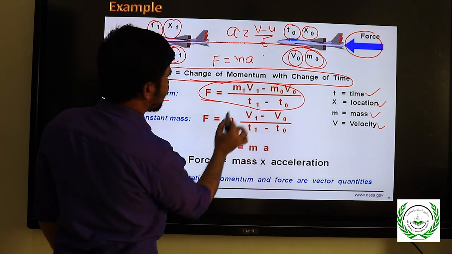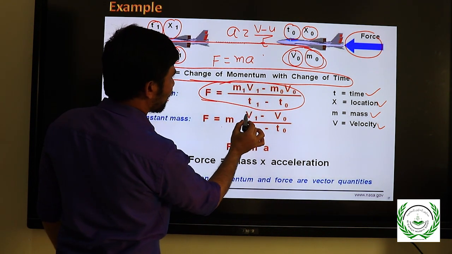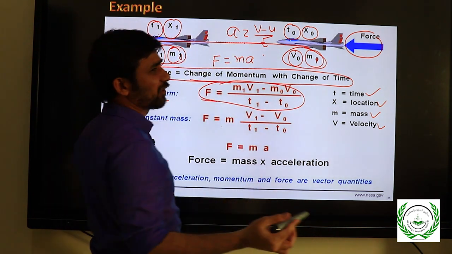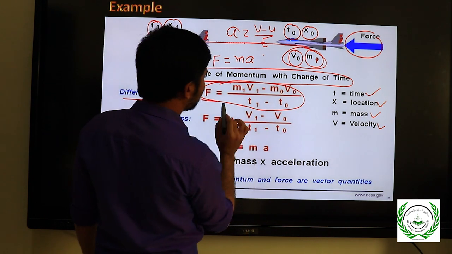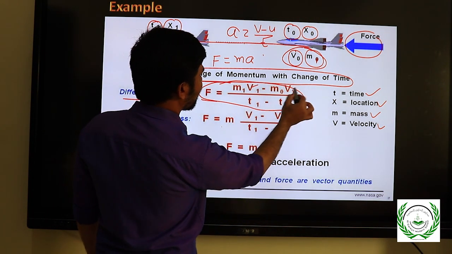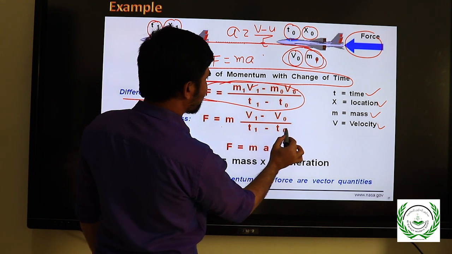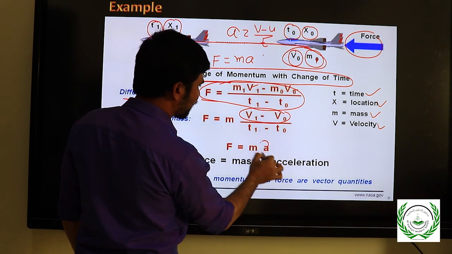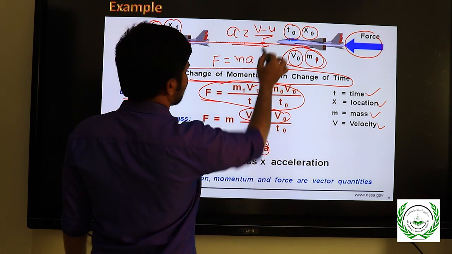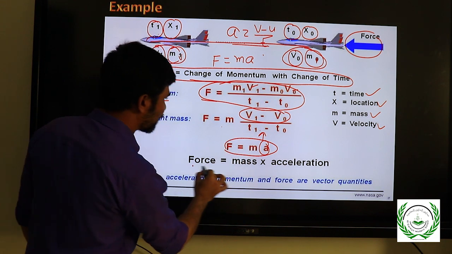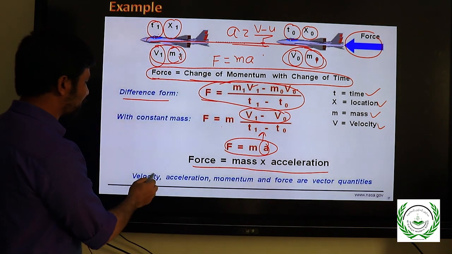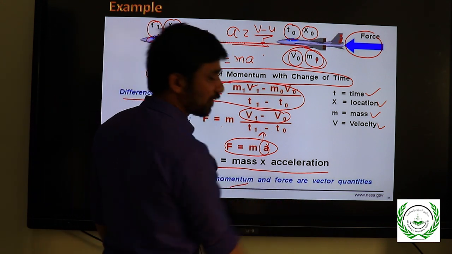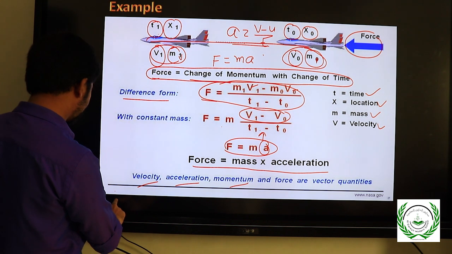Now from this, take m as constant. We can say m1 is m because mass will not change. So m times v1 minus v0 divided by t1 minus t0. The change in velocity over time is nothing but acceleration. So F equals ma. Force equals mass times acceleration, and force is a vector quantity, because velocity, acceleration, momentum and force are vector quantities.